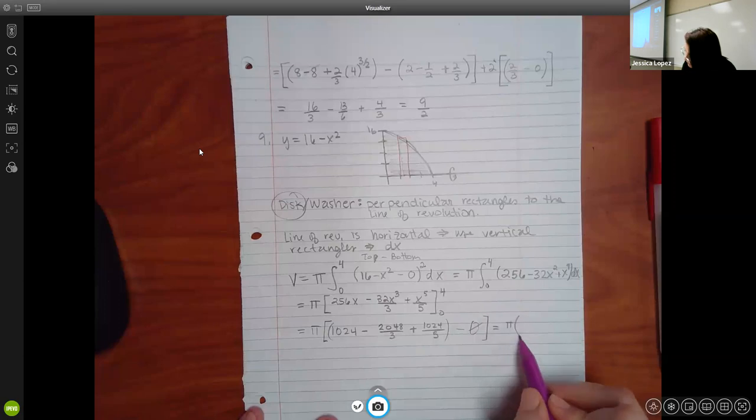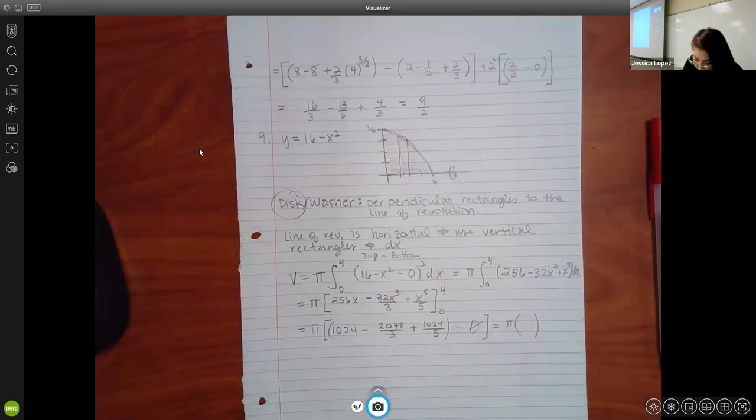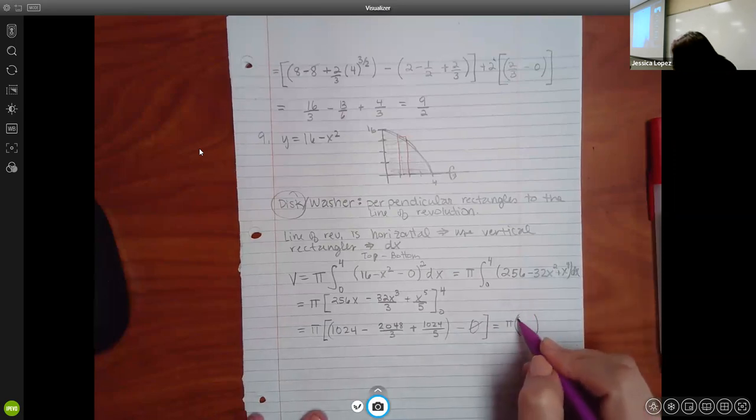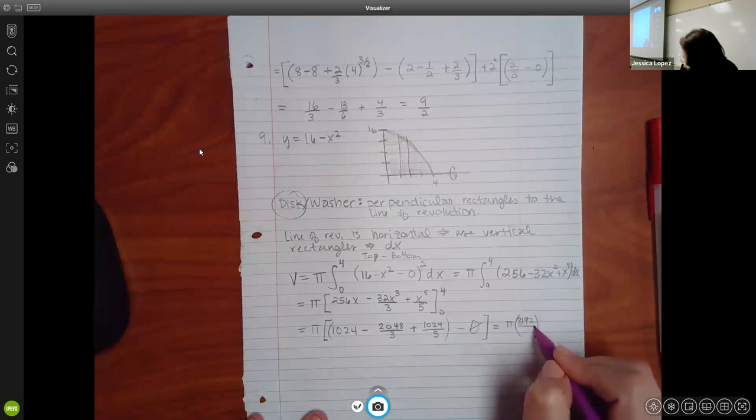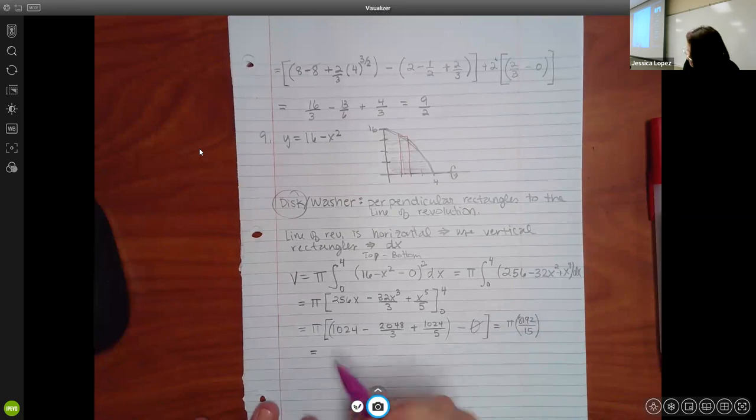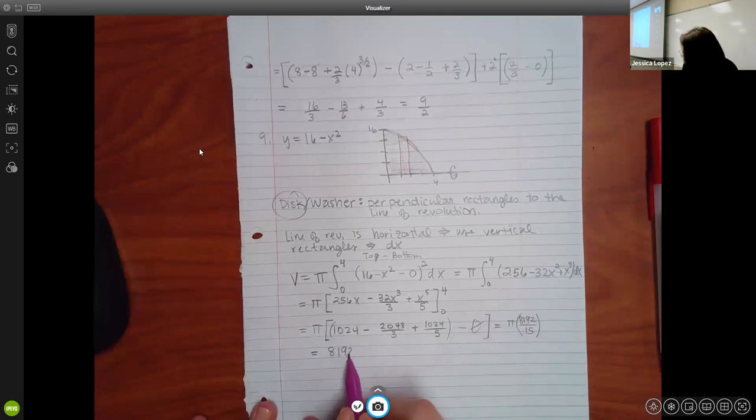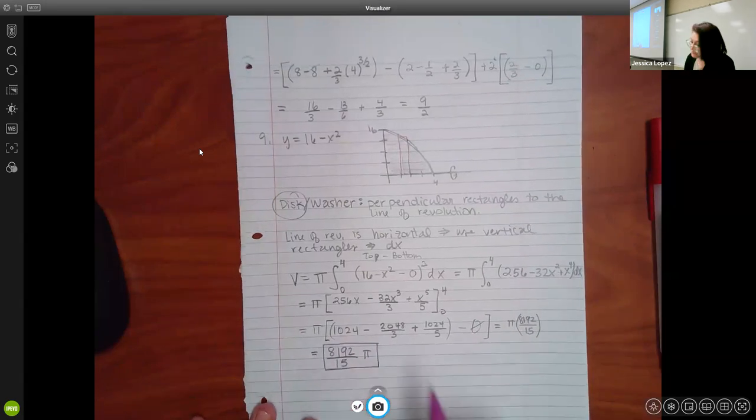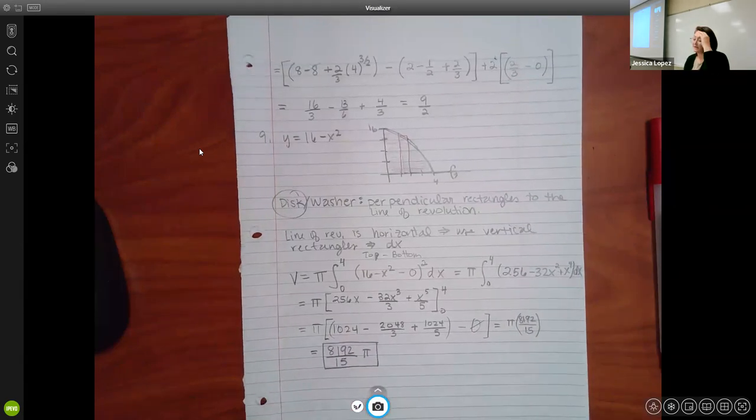So let's see what we get here. 1024 minus 2048 over 3 plus 1024 over 5. And I get this really weird number, 8192 over 15. That is the answer. Sometimes I put a pi in the numerator and sometimes I put it on the side. It doesn't matter.